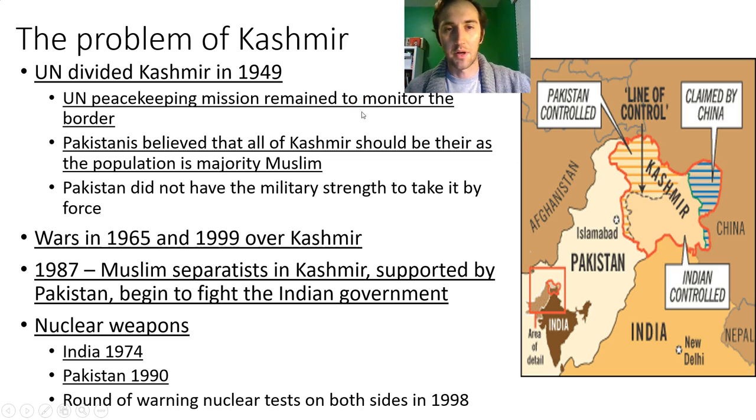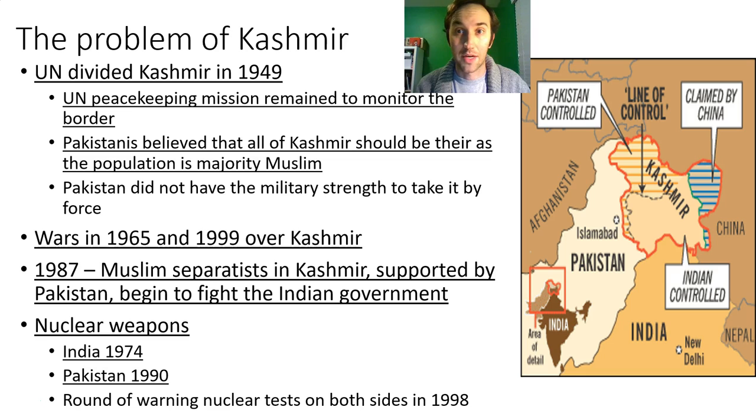The Pakistanis believe that all of Kashmir should be theirs, as the population in the area is majority Muslim. But they just didn't have the military. That's another reason why they kept building up their military. And so this led to more and more wars over this little chunk of land. Wars in 1965, wars in 1999 over this chunk of land. Starting in the 80s, 1987, we started to see Muslim separatists in Kashmir, supported by Pakistan, starting to fight the Indian government for their own independence to become part of Pakistan.